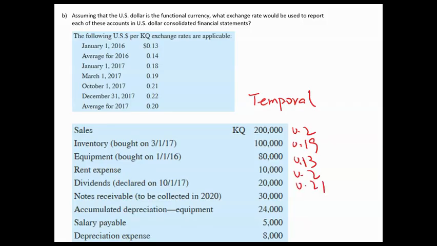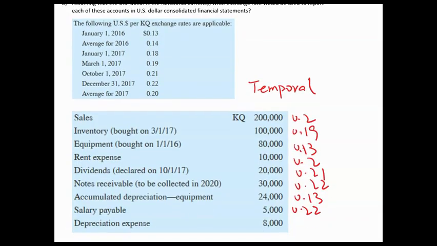Notes receivable will be based on the current rate, that will be 0.22. And accumulated depreciation is going to be the historical rate, that's going to be 0.13. That's associated with the same rate as equipment. Salaries payable will use the current rate, 0.22. And then depreciation expense is associated with the corresponding long-term asset. So here we are going to use 0.13, the historical rate. The rate is still the same as the equipment.